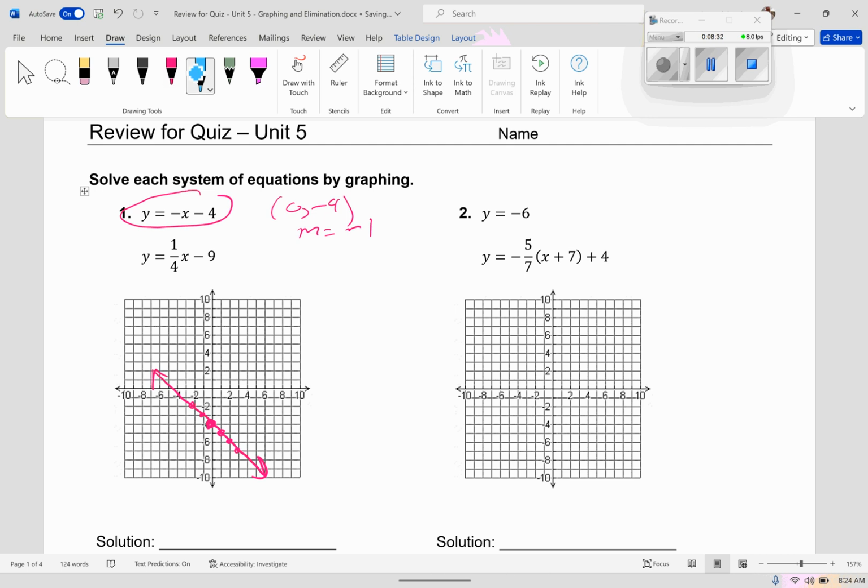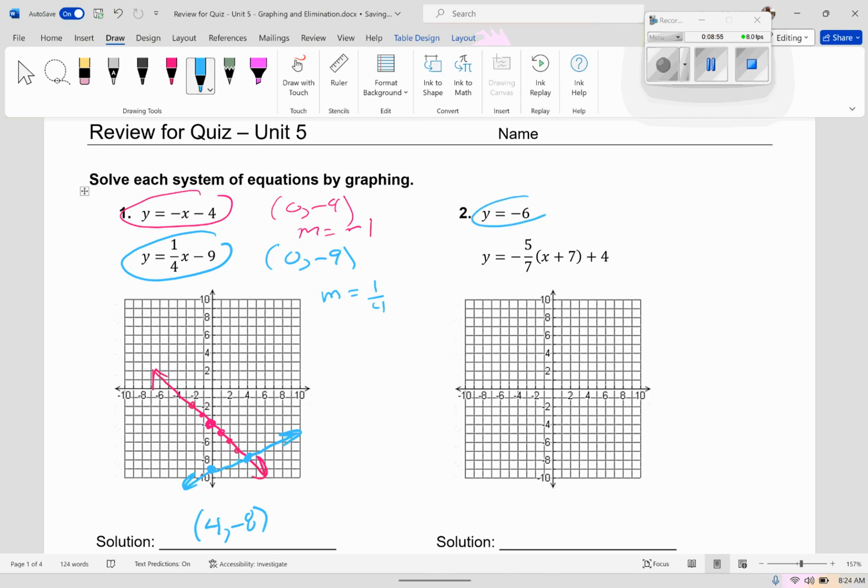On the second one, I have a y-intercept of 0, -9, which is down here. And I have a slope of 1/4. So from there, I'm going to go up 1, right 4. Look at that. I can see right where it crosses. So it's going to cross at 4, -8. And there's our answer.